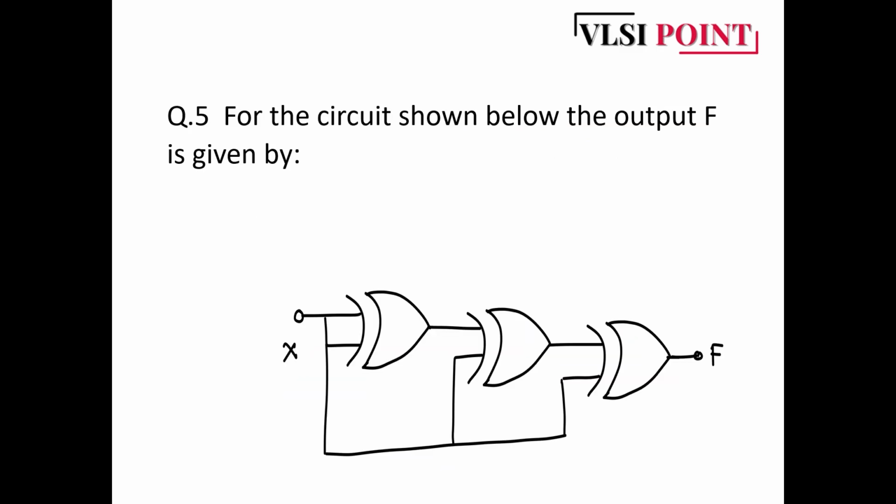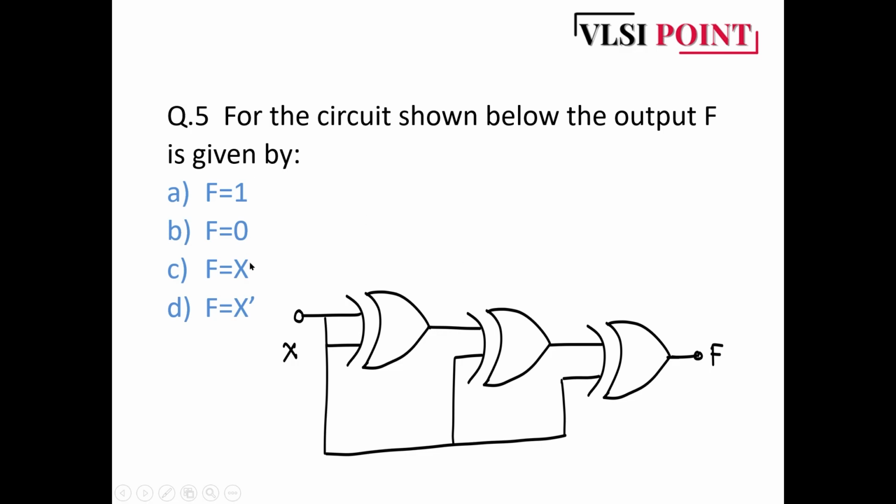Let's go to question number 5. For the circuit shown below, the output F is given by. So we have some circuit here. There are a few XOR gates over here. We have to solve this circuit. The input is X, and the output is F. We have to solve whether it is 1, 0, X or X bar.